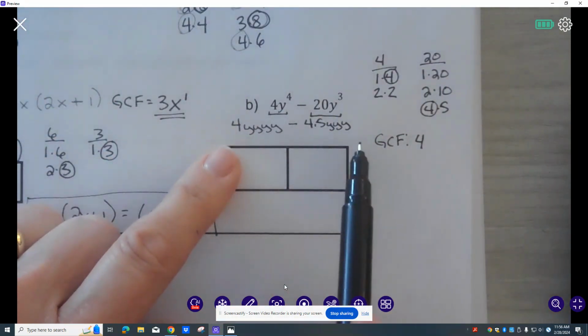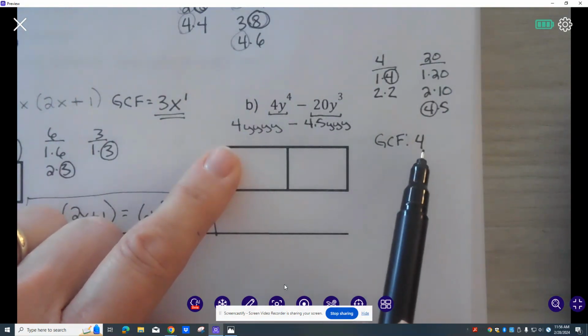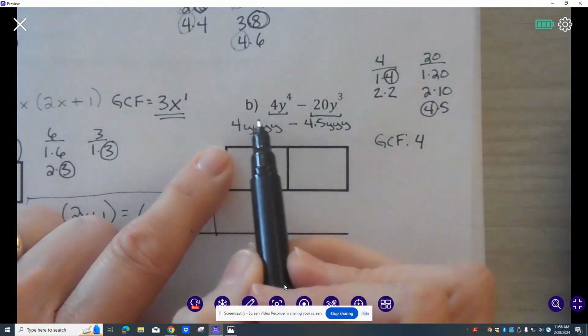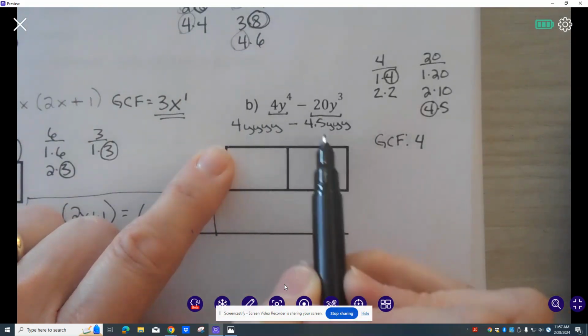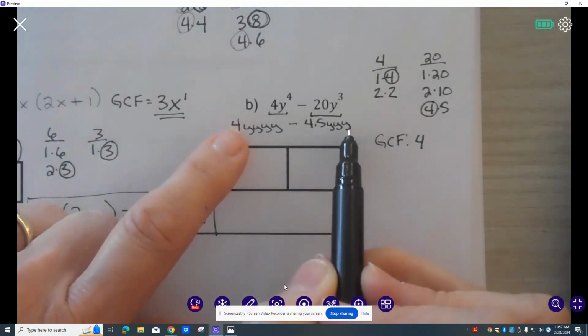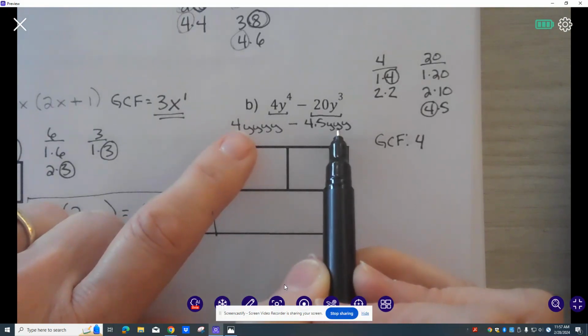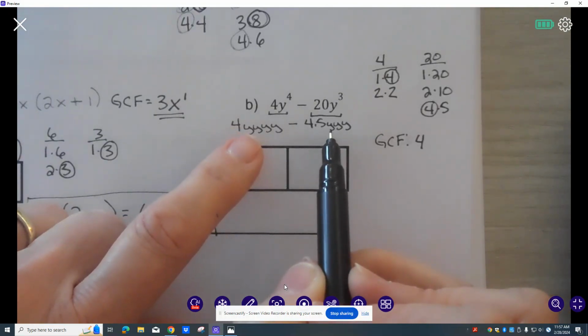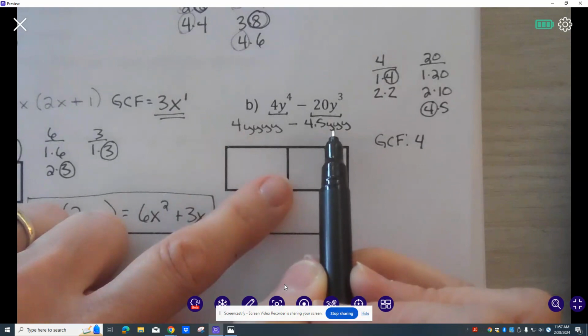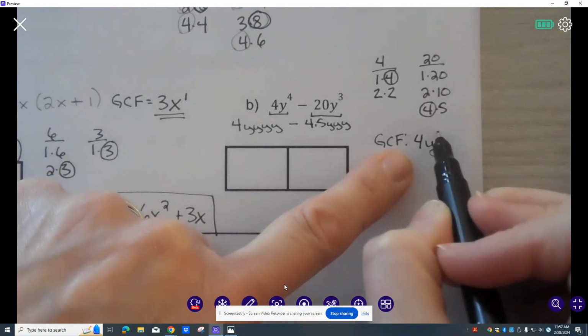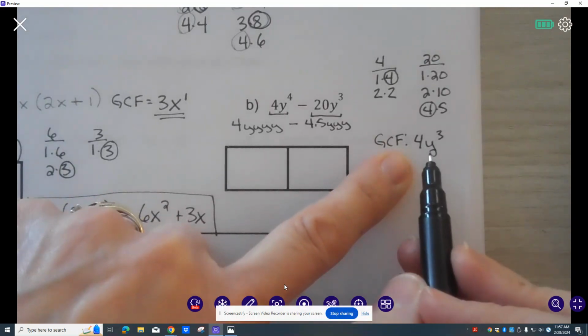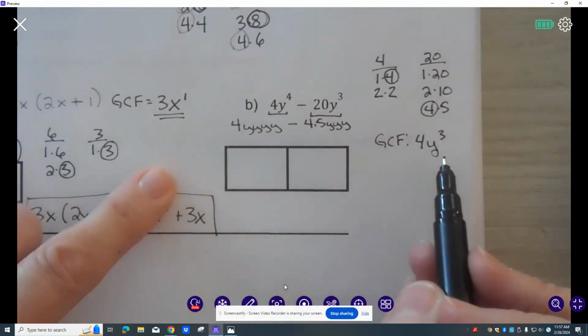So I'm rewriting this using that greatest common factor of 4. Now if you look at this, this term has 4 y's, this term has 3 y's. So they both have 1 y in common. They both have 2 y's. They both have 3 y's. They both don't have 4 y's. So the greatest number that they both have in common is 3 y's. So that would be 4y to the third.